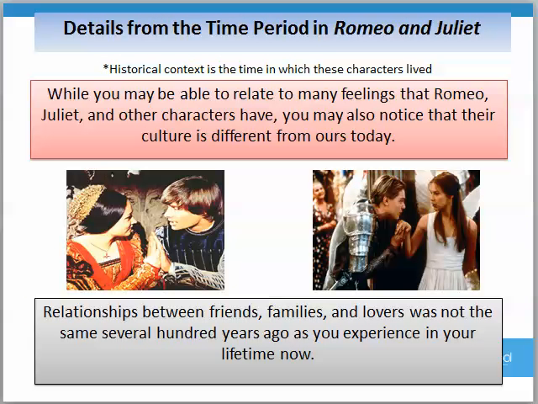Also, let's look at details from the time period in which Romeo and Juliet is set. So in one of your questions, you're going to be asked to identify the historical context. And this is referring to the time period when the play is set. So while you may be able to relate to many feelings that Romeo and Juliet and other characters have, you may also notice that their culture is very different from ours today. So taking a look, relationships between friends, families, and lovers were not the same several hundred years ago as we now experience in our life right now.